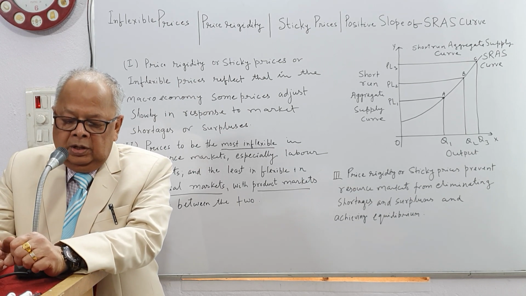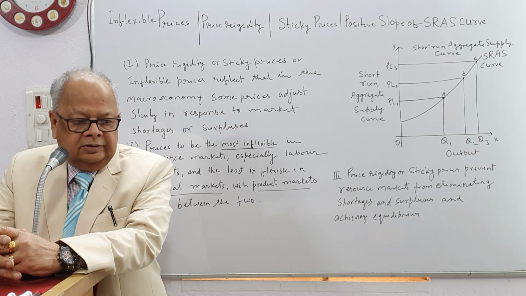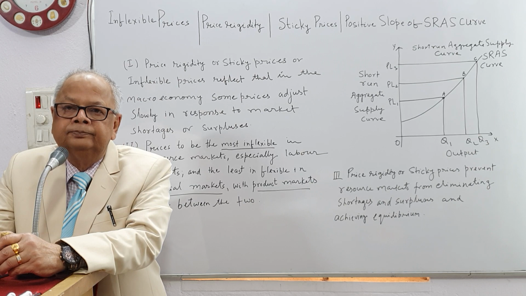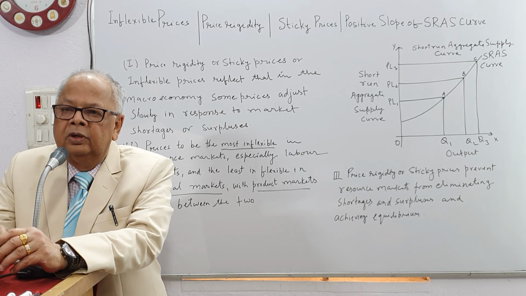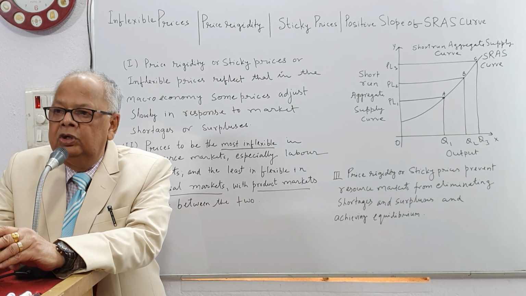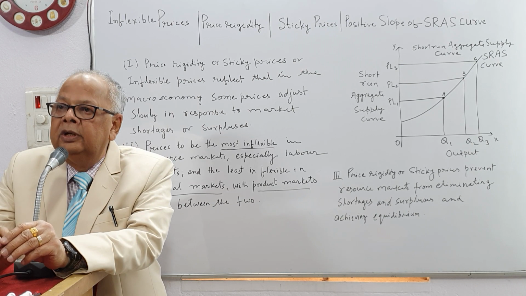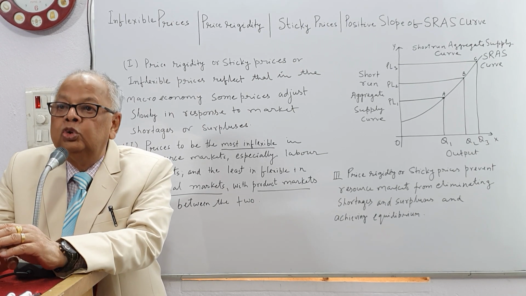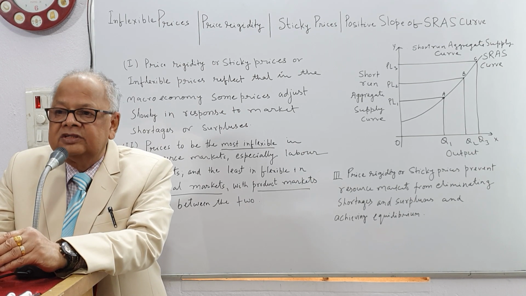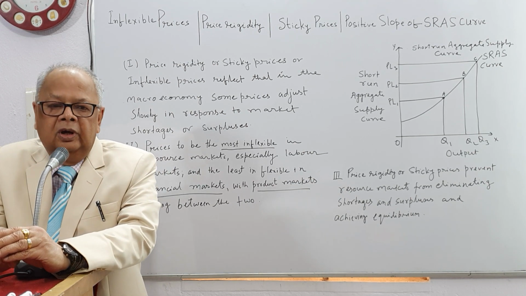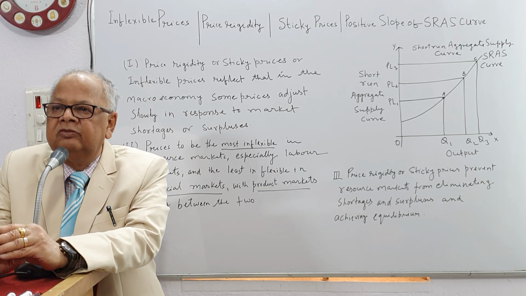Today we are discussing the most important term, which is the basis of Keynesian economics, used by neo-Keynesian economists deliberately to prove that in the short run, the aggregate supply curve of macroeconomics will be positively sloped.